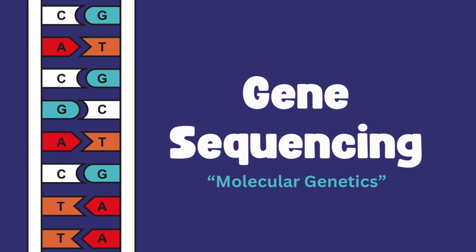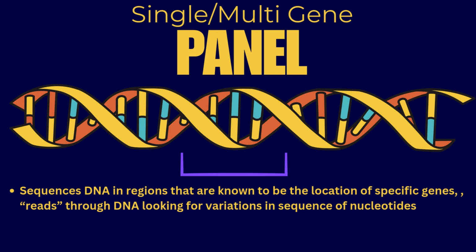So what testing method can identify a change at the level of a single gene? This would be sequencing. Going back to our basics of DNA structure, where the base pairs match up with each other, gene sequencing reads through the base pairs looking for spelling changes that may alter the way the gene functions or where the gene functions. A single or multi-gene panel looks in the region where a known gene is located that may be related to how the patient is presenting.